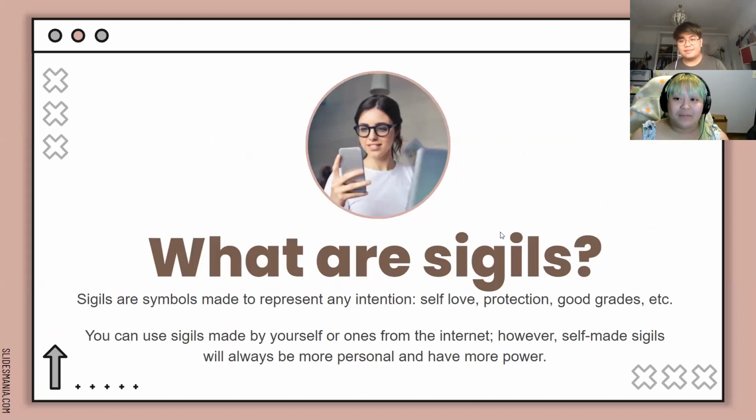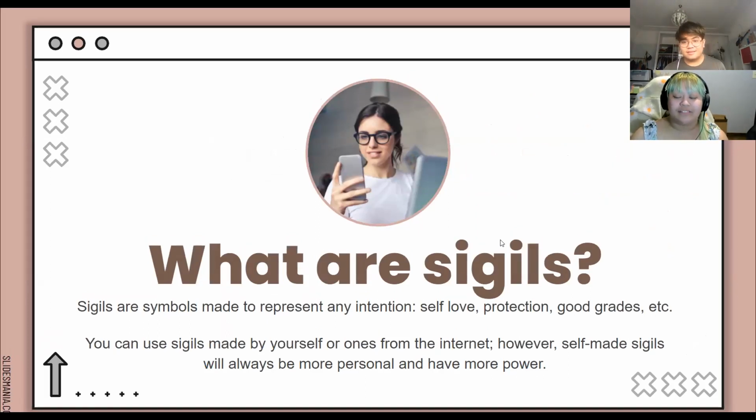Okay. So first, what are sigils? They're symbols that are made to represent any intention that you want. A lot of common ones are like self-love, protection, good grades, I can study, stuff like that. You can use sigils that you make yourself, or you can find ones that have already been made on the internet. Like Tumblr, I used a lot that I found on Tumblr when I was younger. But I feel that ones that you make yourself will always be more personal and have more power.